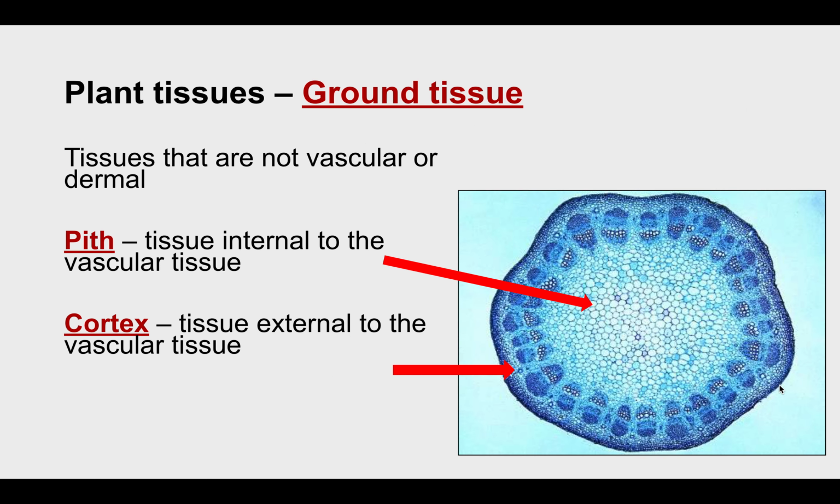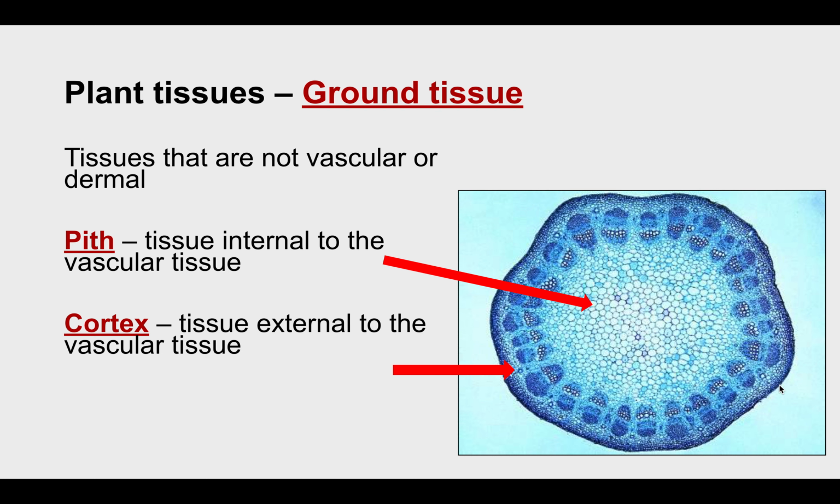All right, our last tissue is ground tissue. Like I said, ground tissue is the majority of the cells inside of a plant. Basically, it's defined as tissues that are not dermal tissues and not vascular tissues. Everything else in the plant.